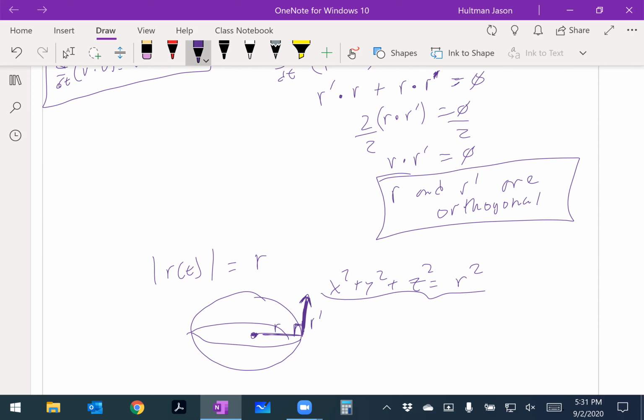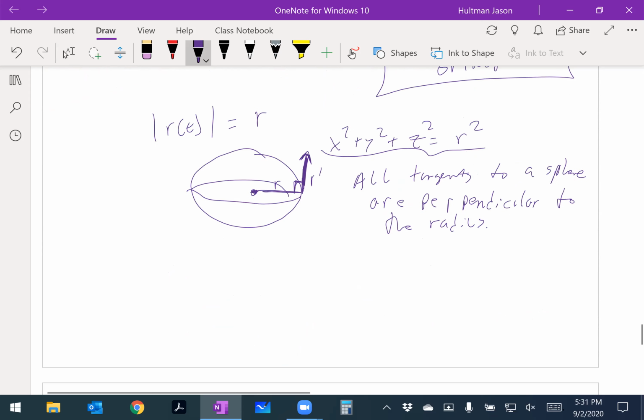Does that make sense? All tangents to a sphere are perpendicular to the radius. Okay, they're all perpendicular to the radius.